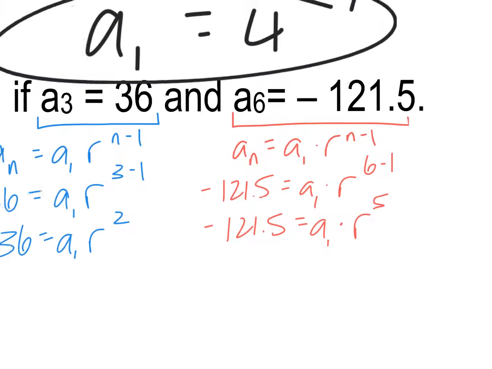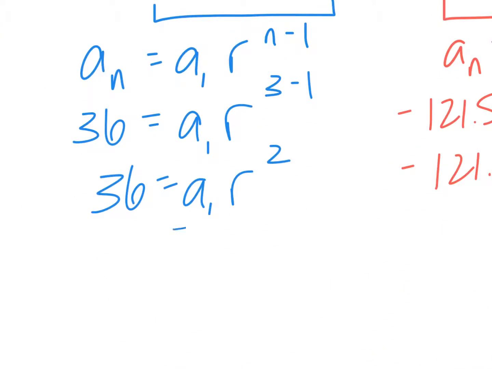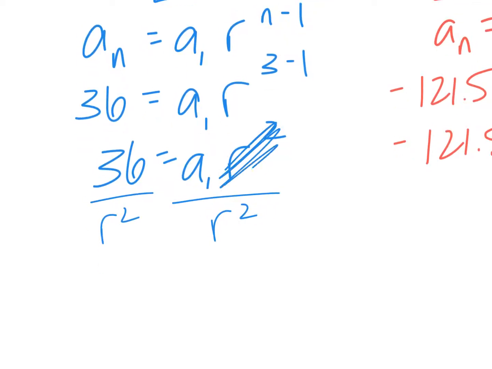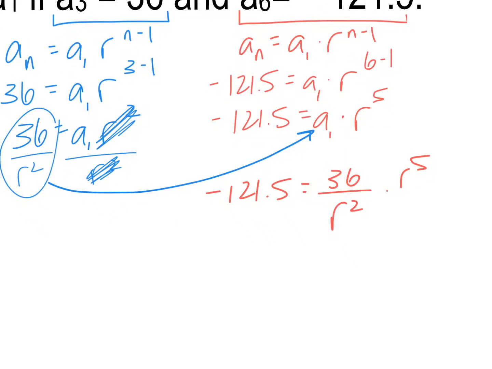Okay, so how do I do substitution or elimination if it's not addition and subtraction, if it's multiplication here? So these do look a little bit different. I think what I'm going to do is solve this equation for a1, so divide by r squared on both sides. That's going to get rid of this, and I can plug all of this in for a sub 1. So negative 121.5 equals 36 over r squared times r to the 5th. And yes, that's going to simplify pretty nicely. r to the 5th divided by r squared is r to the 3rd.